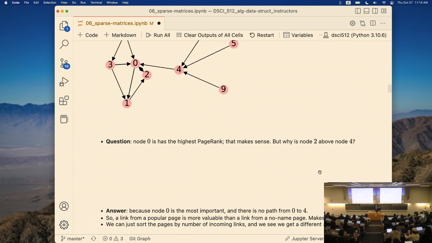Okay, so the conclusion is that a link from a popular web page is more valuable than a link from a no-name page with no one linking to that page, basically. So if you have a link to your page on a famous news website or on one of the most important Wikipedia pages, that's much more important than probably tens of thousands of anonymous people linking to your page, because that one or two links are much more important.